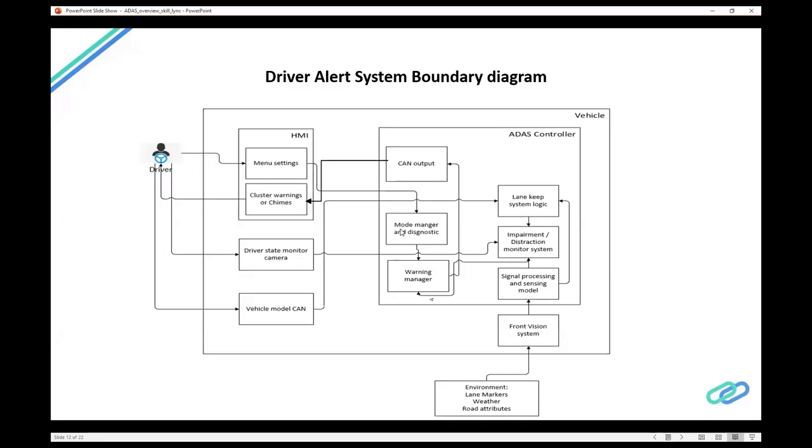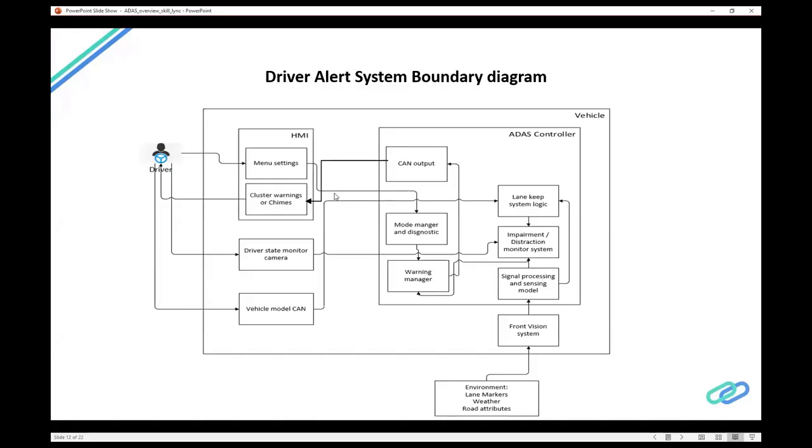And the mode manager, of course, consists of all the settings which the driver has selected. So in some cars, the driver can also add custom messages on the warning. They can add a visual warning or an audio warning, so they can customize that. All that information is stored in the mode manager. And then there's the CAN output. The CAN output is the cluster warning or cluster chime. So I think I've covered most of the boundary diagram.